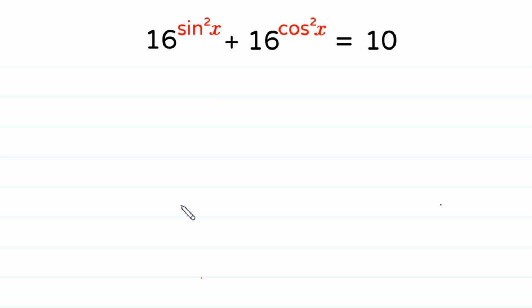Hello, welcome to how to solve this trigonometric equation. 16 to the power sine square x plus 16 to the power cos square x is equal to 10.